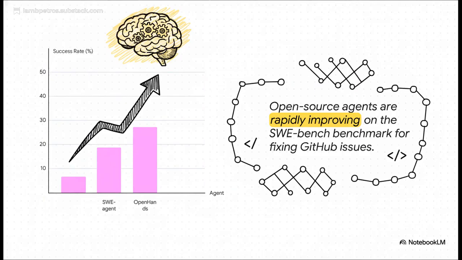And you can see the results of these new ideas right here in the numbers. SWE-Agent was this huge breakthrough, right? It was able to successfully resolve almost 19% of real-world GitHub issues on a standard benchmark. But this field moves so fast. The team behind OpenHands built on those same ideas and pushed that success rate all the way up to over 27%. That is a massive leap in a really short amount of time.